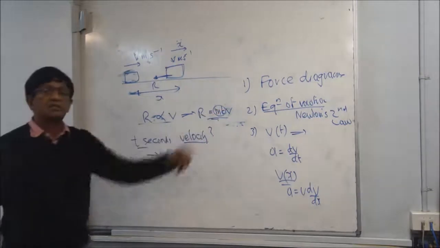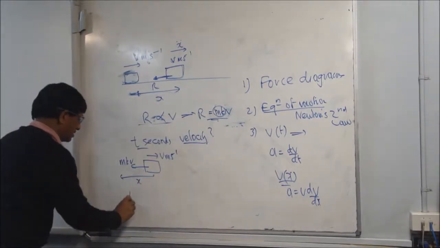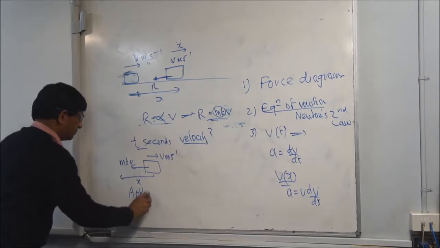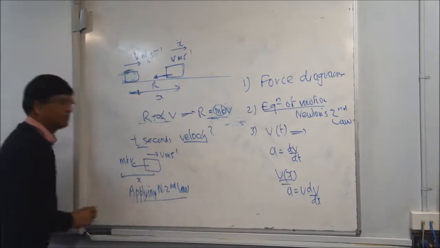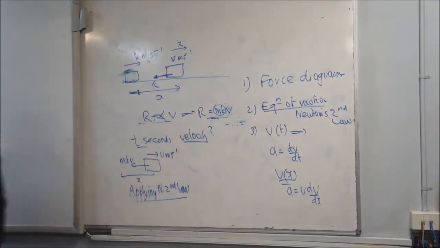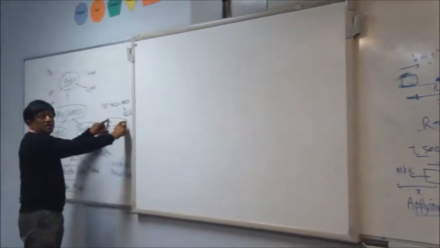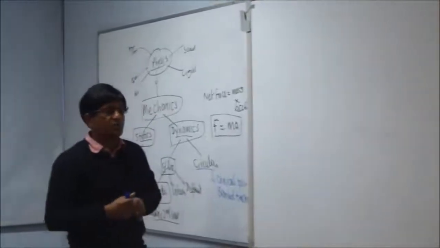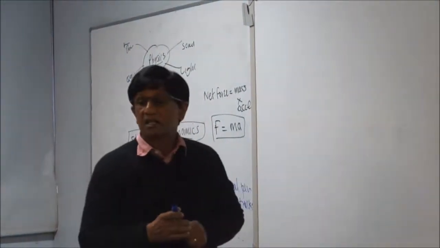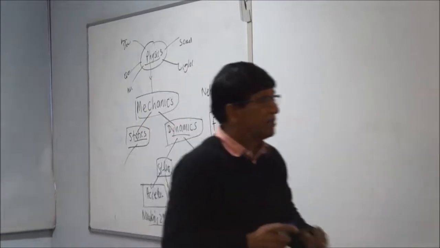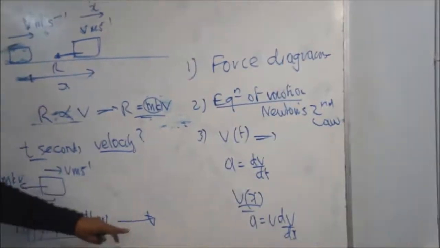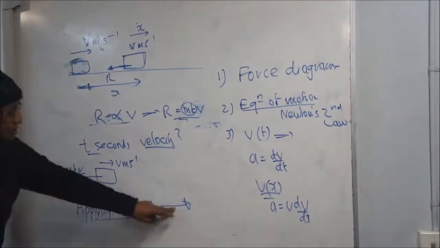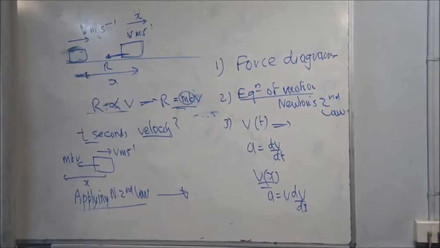Now we are going to use Newton's second law. Newton's second law deals with force, mass and acceleration. These two are vector quantities, so you need to specify the direction in which you are applying Newton's law. I'm going to apply it in this direction. So always show the direction where you're applying Newton's law.